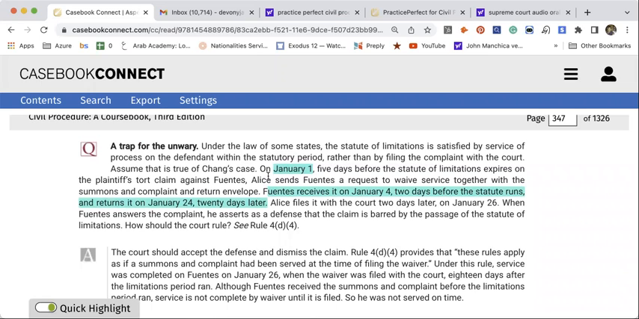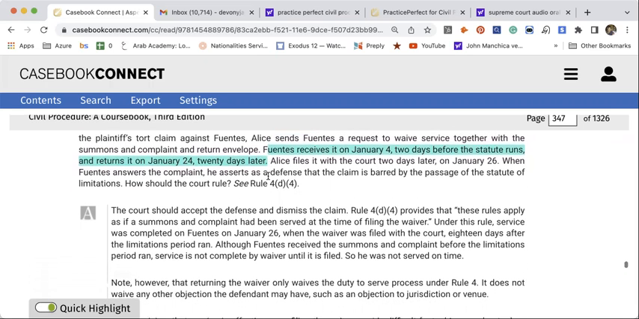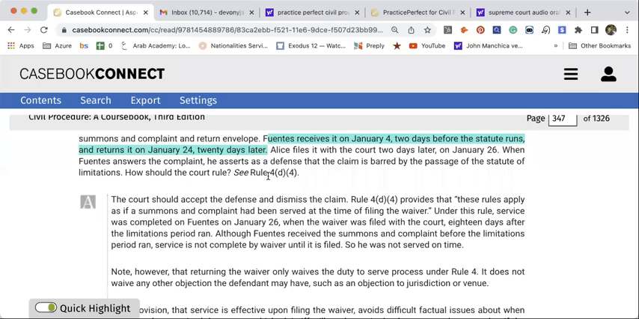When Fuentes answers the complaint, he asserts as a defense that the claim is barred by the passage of the statute of limitations. How should the court rule? The court should accept the defense and dismiss the claim.